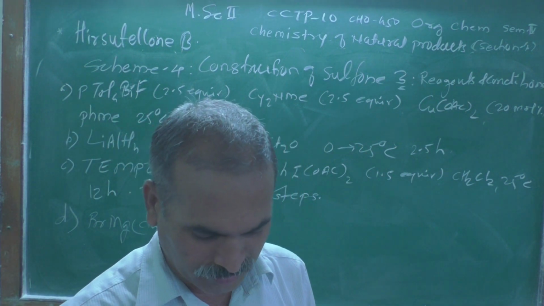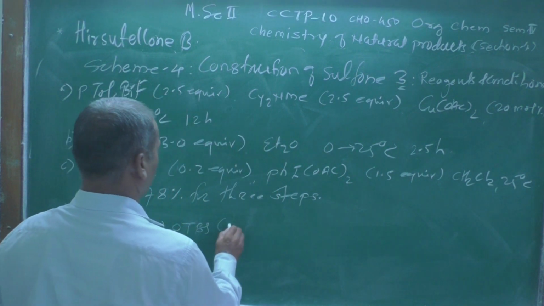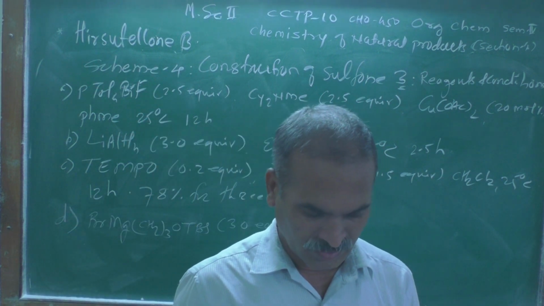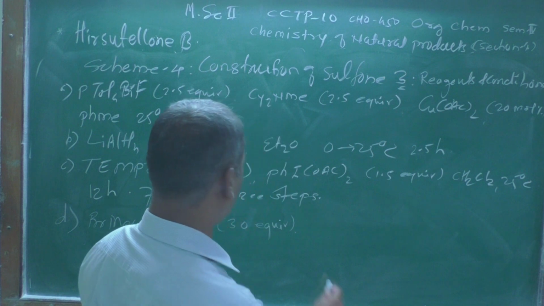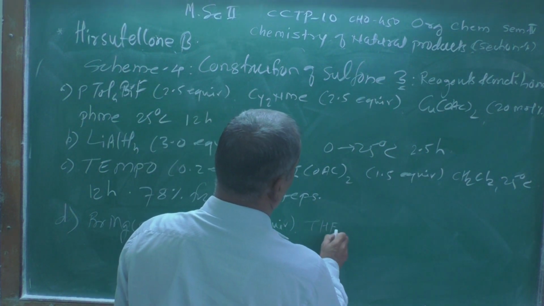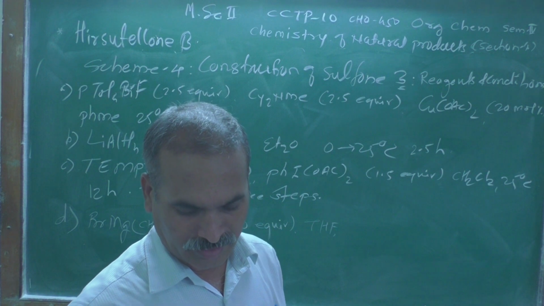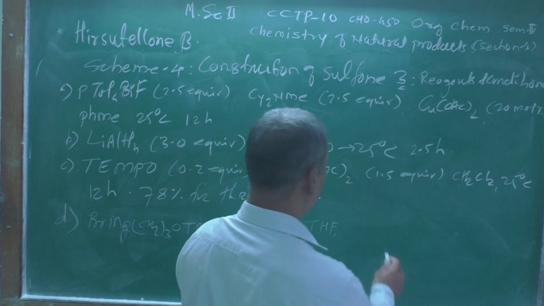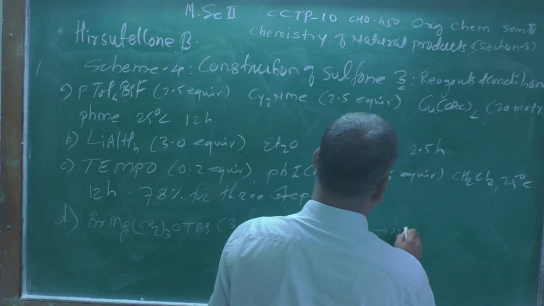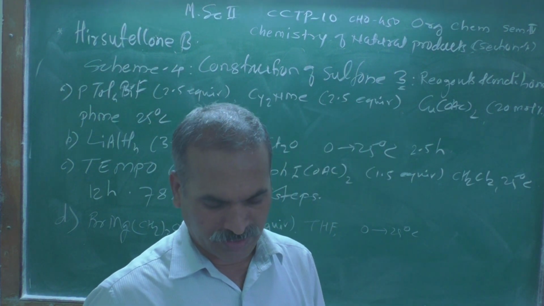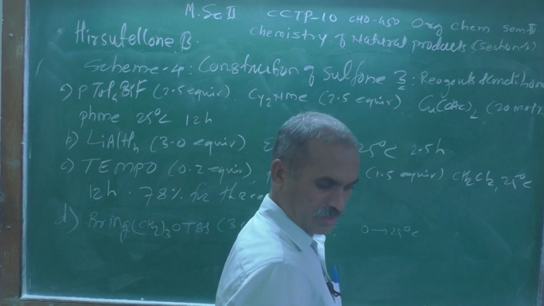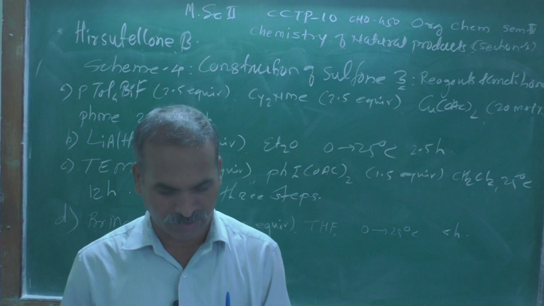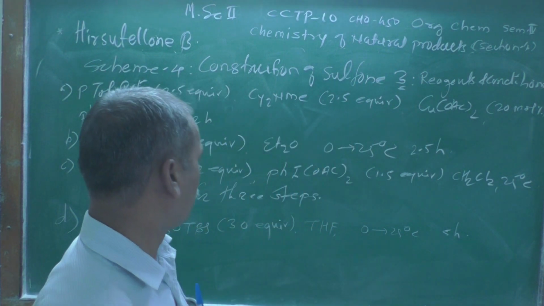How much equivalent they have taken? They have taken 3.0 equivalent, followed by the solvent they have used, THF, tetrahydrofuran. And the temperature, what is that? Temperature is kept 0 to 25 degrees centigrade, and how many hours they have stirred the reaction mixture, near about 5 hours they stirred that mixture after addition of the D reagent.